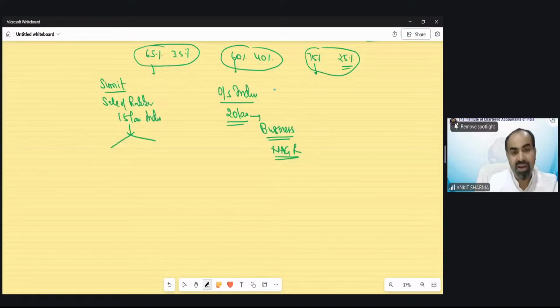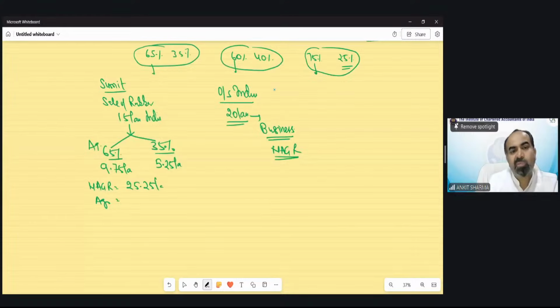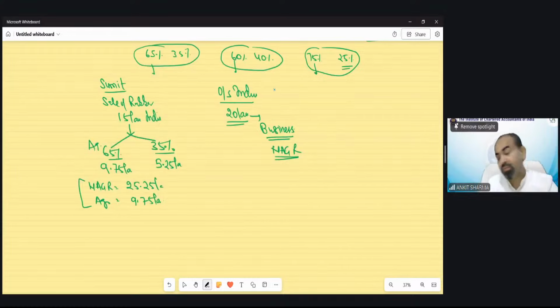So out of this 15 lakh, now 65% is agricultural income. That is 9.75 lakh. And 35% would be your non-agricultural income. That was 5.25 lakh. So the total non-agricultural income is 25 lakh 25,000. And agricultural income is 9.75 lakh.